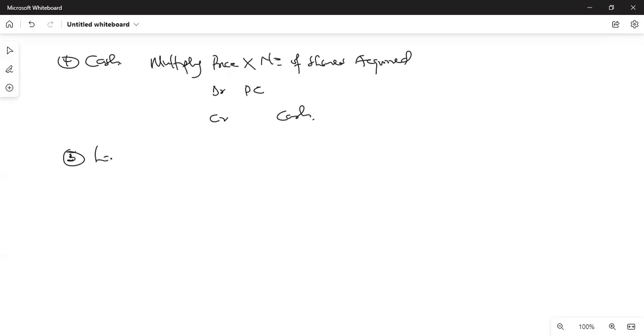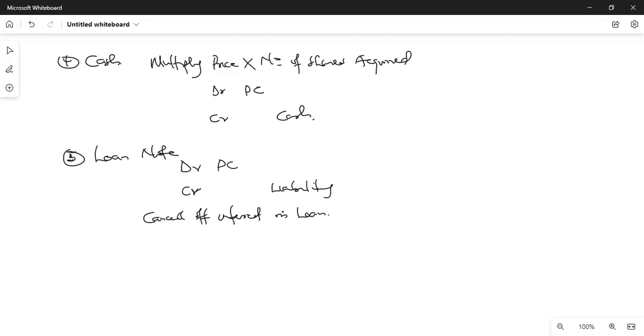The 5th one is when they use loan note. All right, loan note is the same. You will debit purchase consideration, then you credit what? Your liability for the loan. Remember, if the loan is to the subsidiary, you will have to cancel off interest on loan. All right, so that is that.